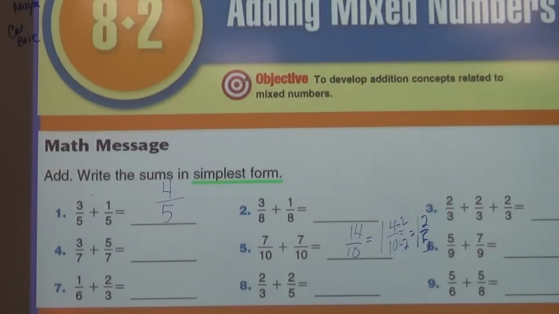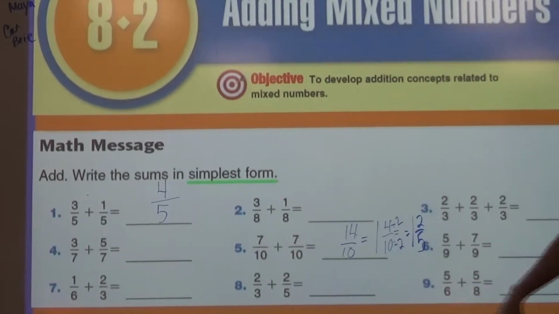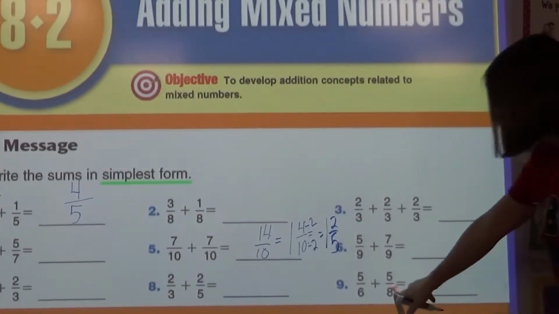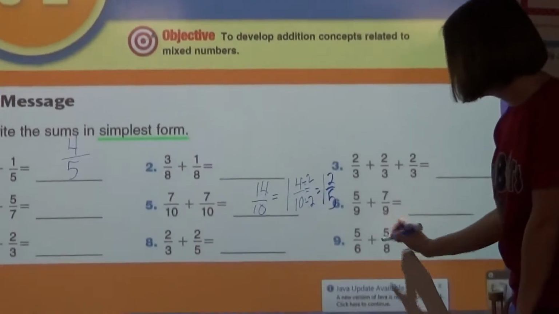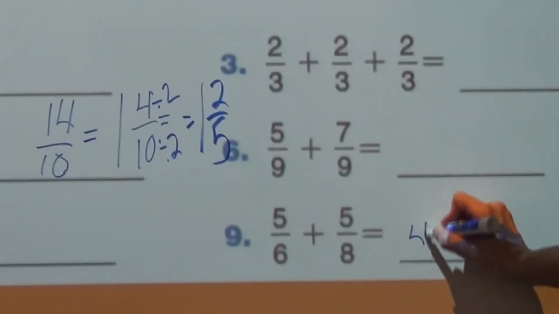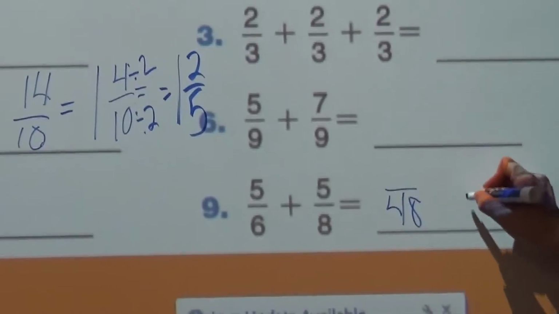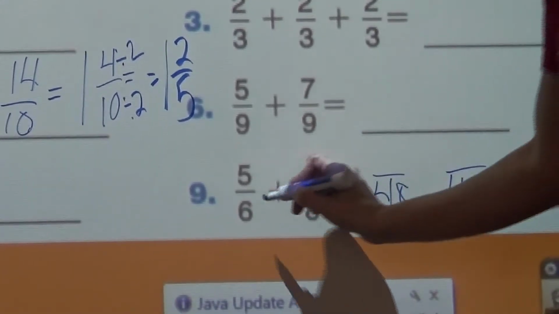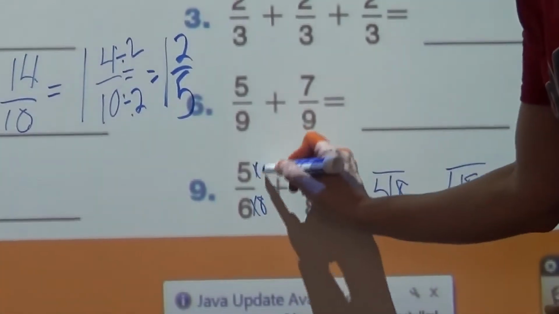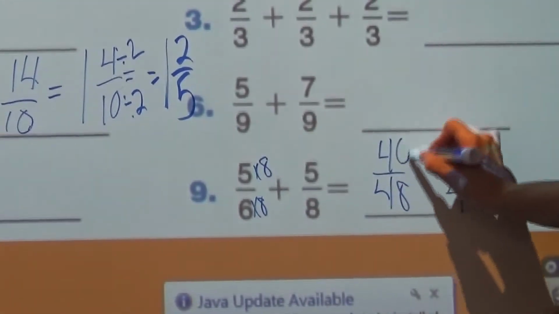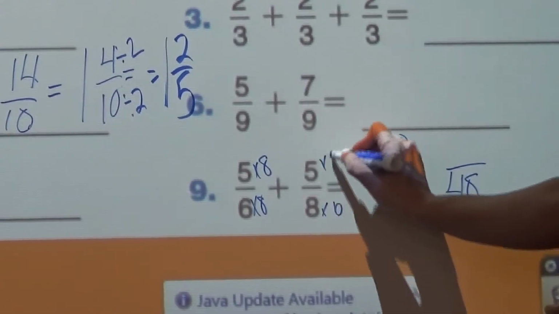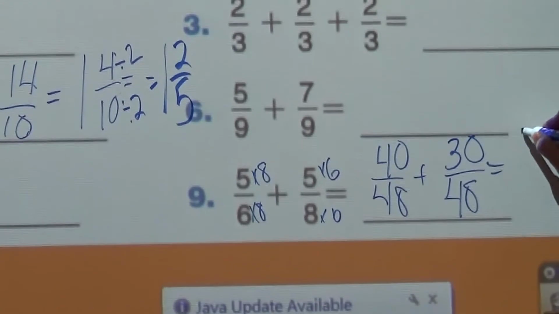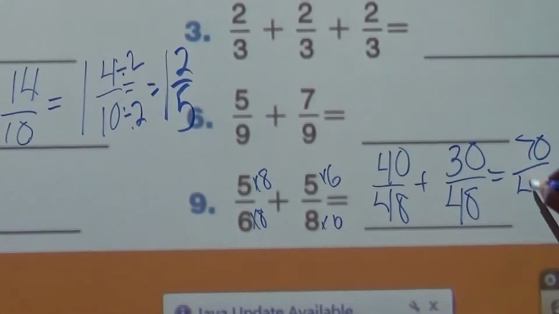If we come over to number 6, actually let's go to number 9, because number 9 we need to find common denominators. So in number 9 we have 5/6 and 5/8. I need a common denominator, so I'm going to use 48, because 6 times 8 is 48, and that's one strategy that you can use. Okay, if I took this times 8, I have to do the same on the top. Times 6, do the same to the top. Add these together, and I get 70 48ths.